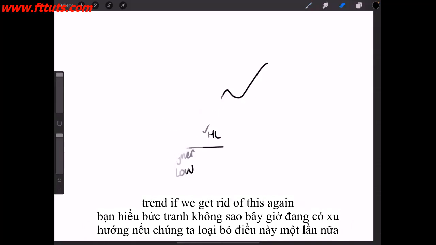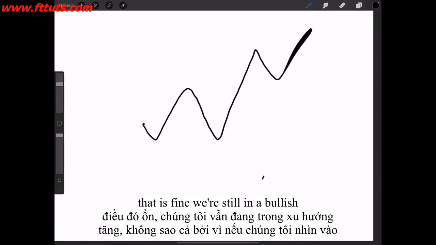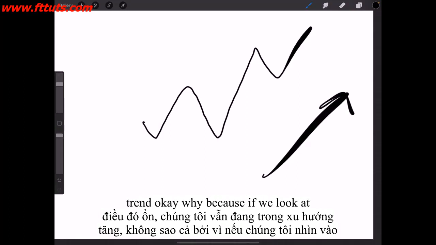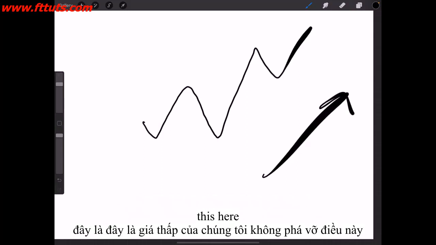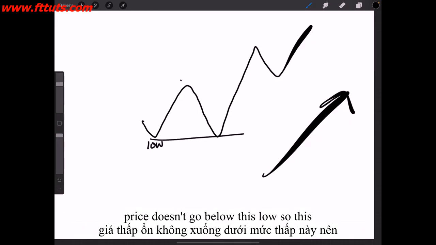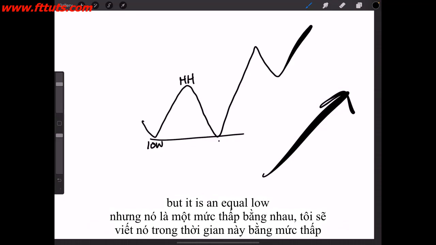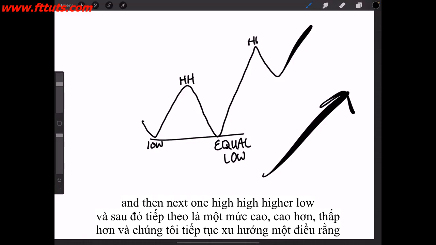Okay, now in a trend, if we get rid of this again and price does something like this, that is fine. We're still in a bullish trend. Okay, why? Because if we look at this here, this is our low. Price doesn't break this low, okay? Price doesn't go below this low. So this is our higher high. This is not a higher low, but it is an equal low. I'll write it in this time. Equal low. And then next one, higher high, higher low, and we continue the trend.